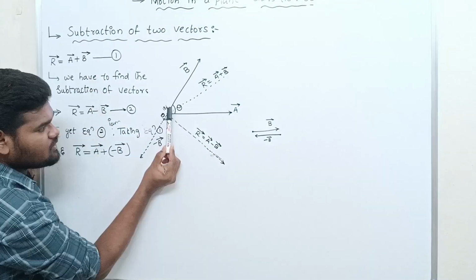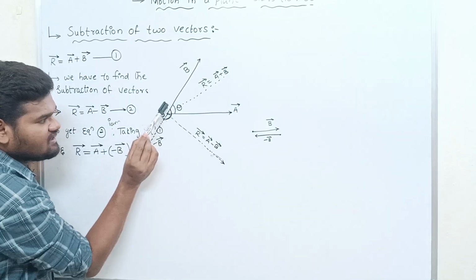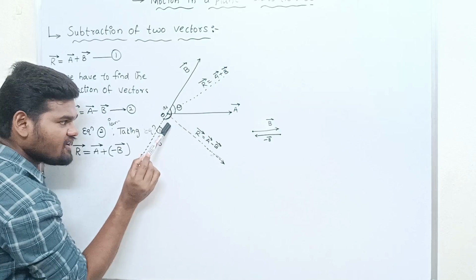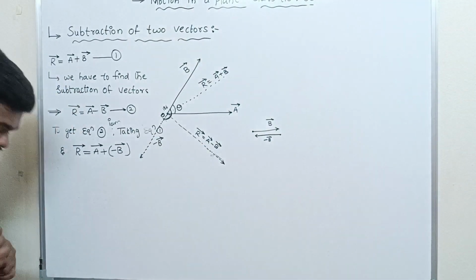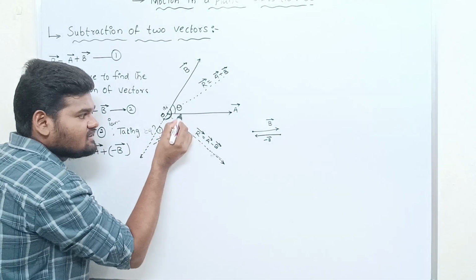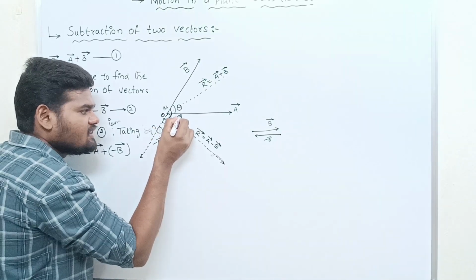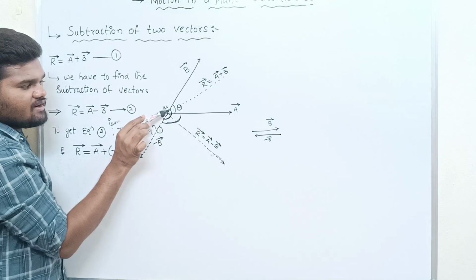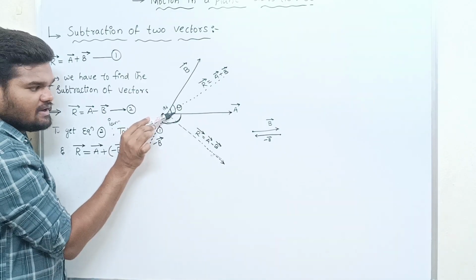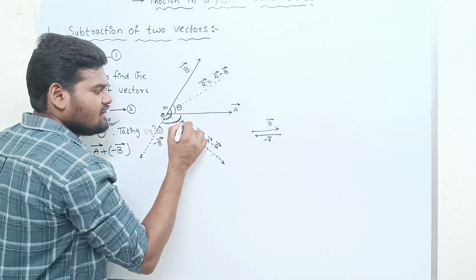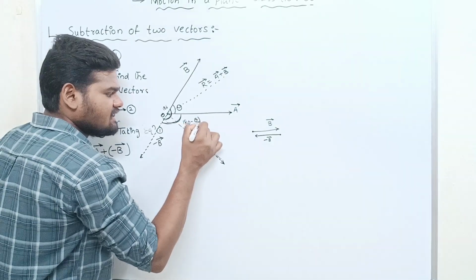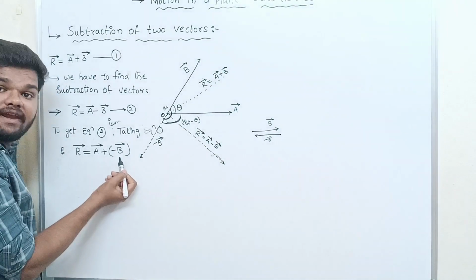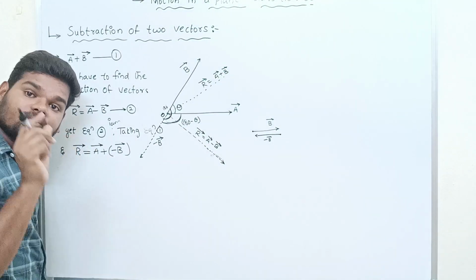Have a look. This total angle is 180 degrees. From here to here, the angle is theta. So what is the remaining angle between a bar and minus b bar vector? From here to here, 180 degrees; from here to here, theta. So the remaining angle is 180 minus theta. So 180 minus theta is the angle between a bar and the minus b bar vectors. Any doubts?